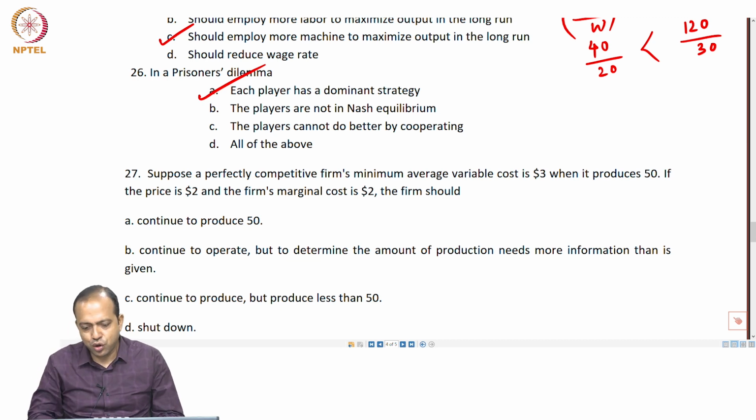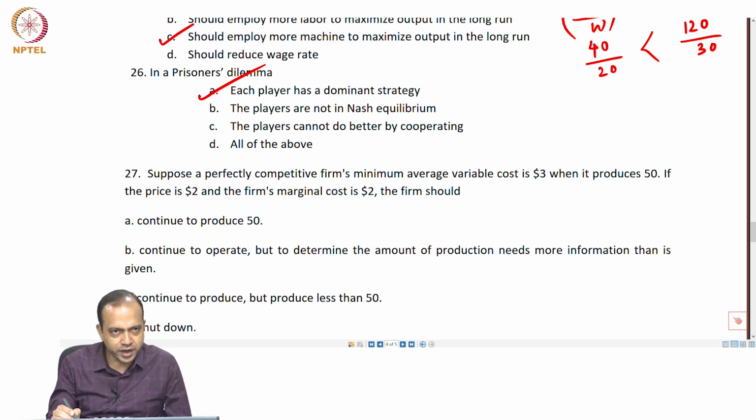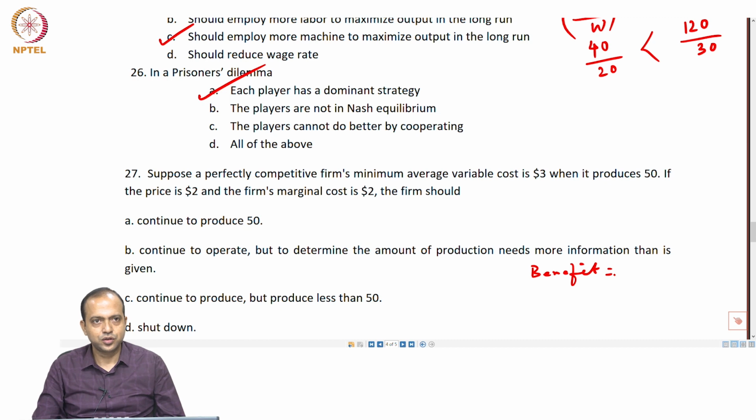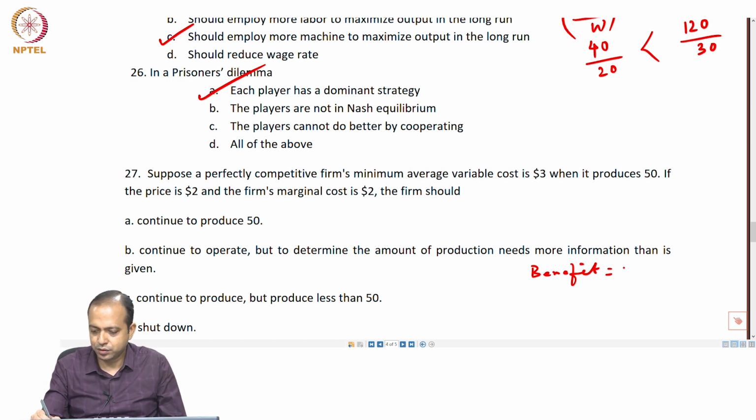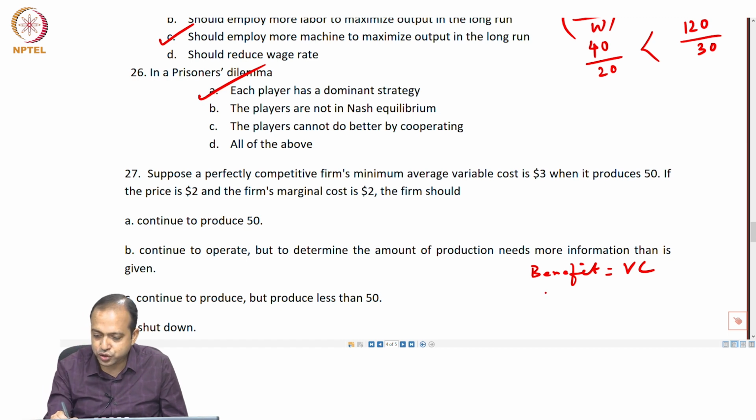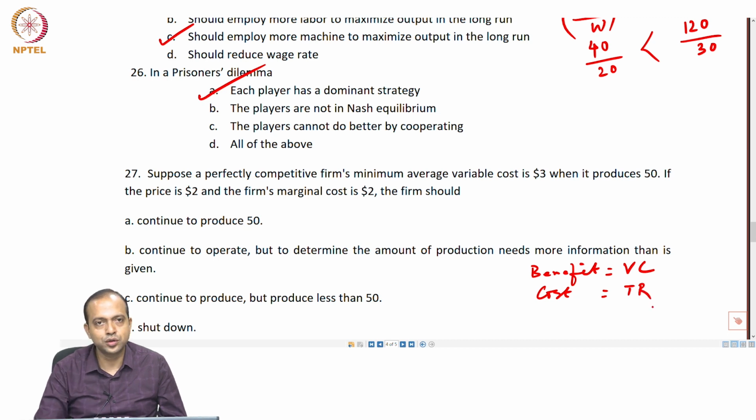Now, if you recall, for the shutdown condition, how do you decide whether to shut down or not? Basically, what is the benefit of shutdown? If you shut down, you can avoid the variable cost, because the fixed cost you have to pay anyway. What is the cost of shutdown? The total revenue that you are going to lose.